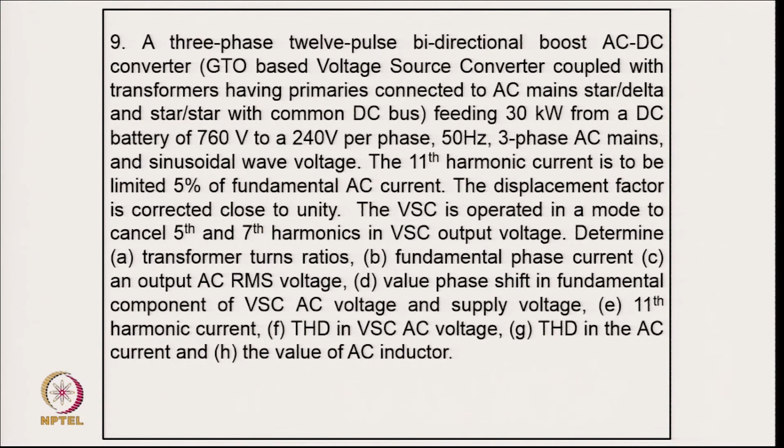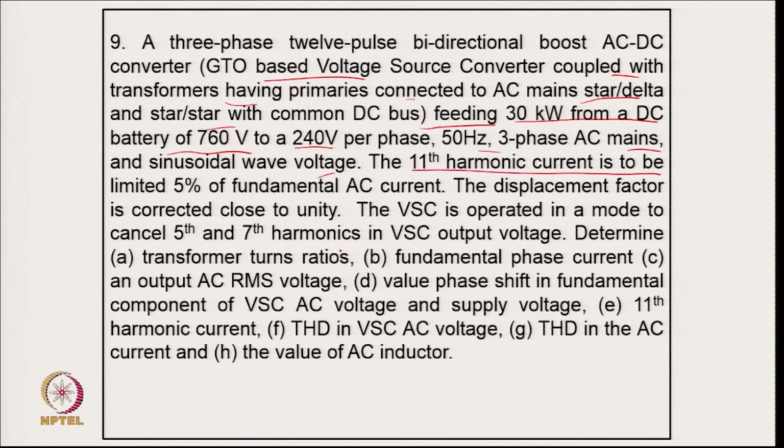Now, coming to the ninth example: a 3-phase 12 pulse bidirectional boost AC/DC converter, GTO based voltage source converter coupled to a transformer, having a primary connected to AC mains, star-delta and star-star, with a common DC bus feeding 30 kilowatt from a DC battery of 760 volt to a 240 volt per phase, 50 hertz 3-phase AC mains with sinusoidal wave shape.